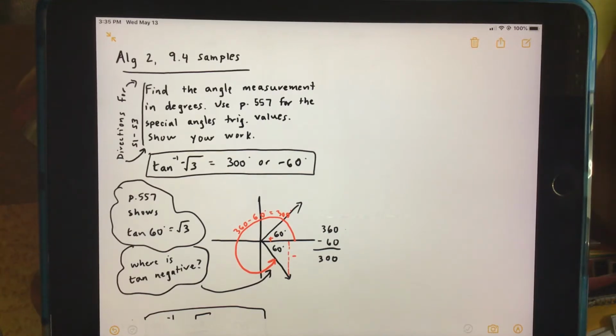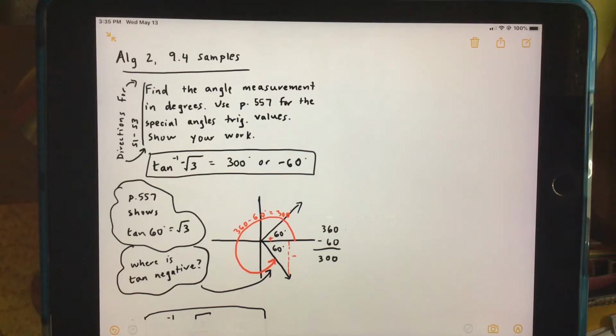So for samples 1 through 3, we're going to want to make sure that our textbook page 557 is available, or the notes for our special angle trig functions and their values, because we're going to need to use those values to solve the problems that we are asked to work.